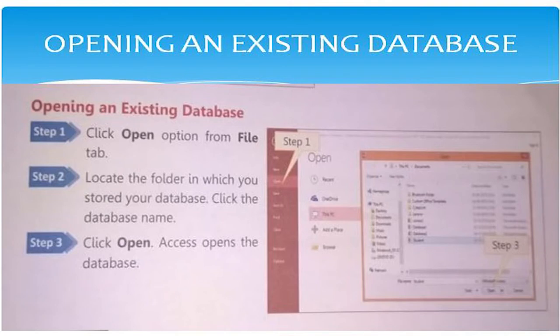Next one is opening an existing database. To open an existing database, first we need to click the open option from the file tab. Click the folder in which you have stored your database. Click the database name. Step 3, click on open. Access will open your existing database.